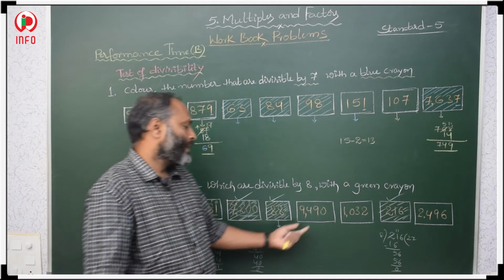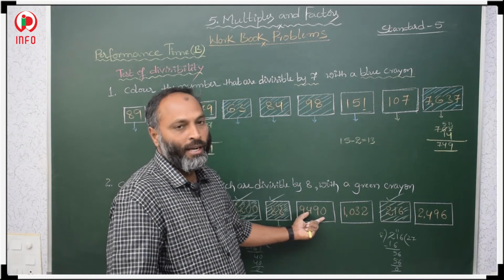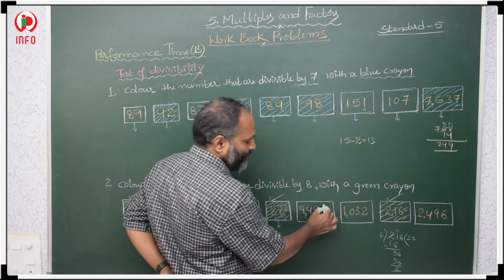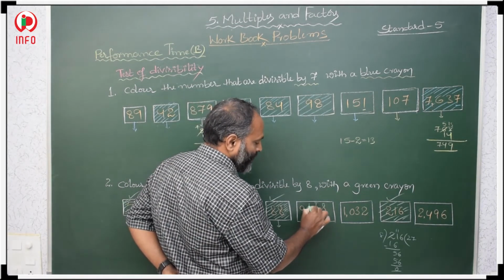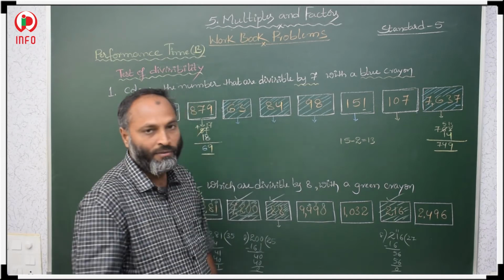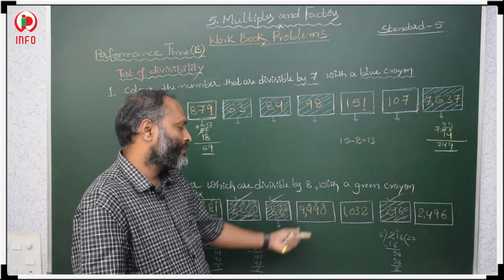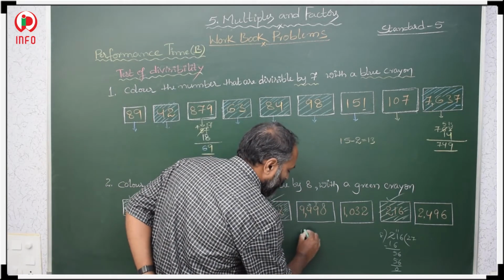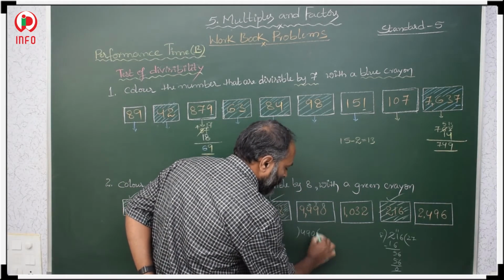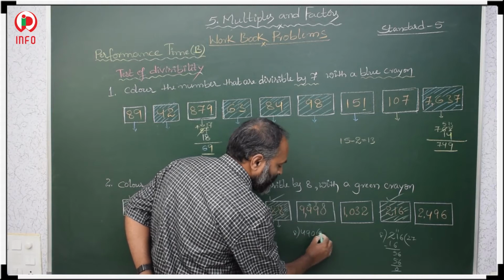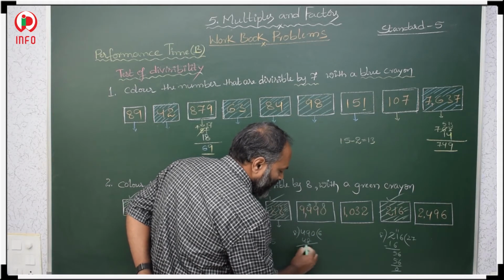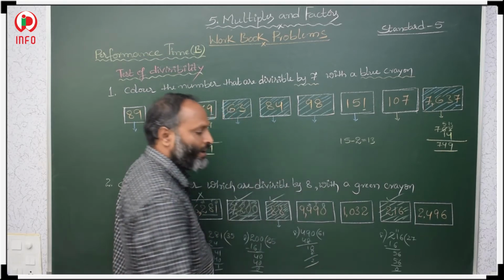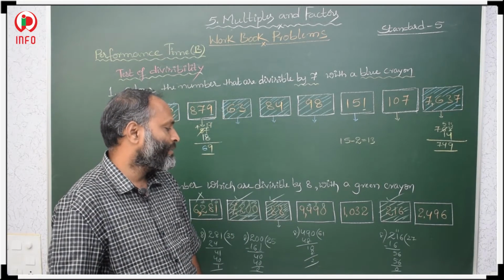Next, 9490. Is this number divisible by 8 or not? What we have to do? Again the same. Ones, tens and hundreds. These 3 place values we have to take and check. Is this 490 divisible by 8 or not? So 490 divided by 8. 8 6s are 48. Then 1 left 0. 8 1s are 8. 2 is the remainder. Here 2 is the remainder, so it is not divisible by 8.